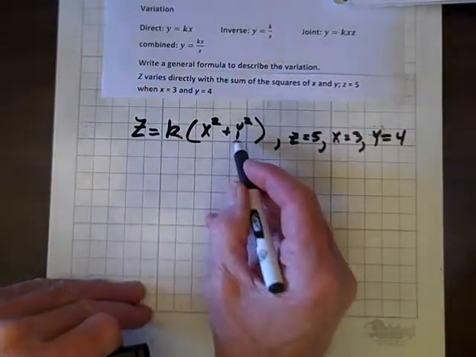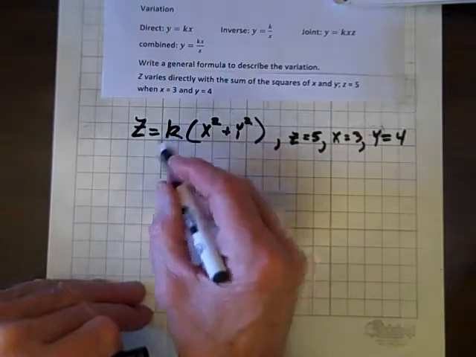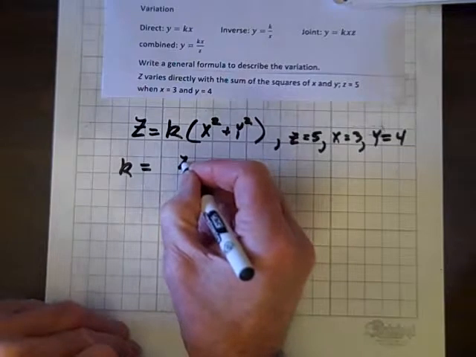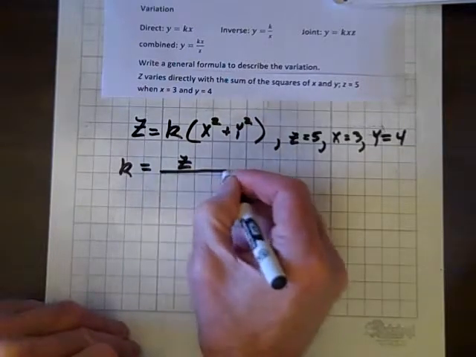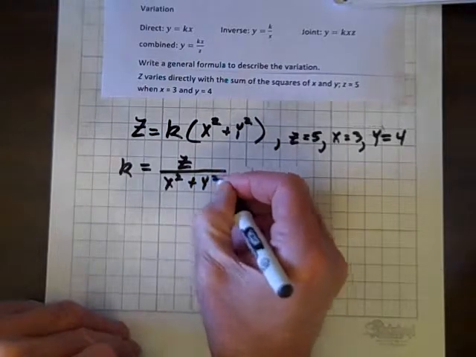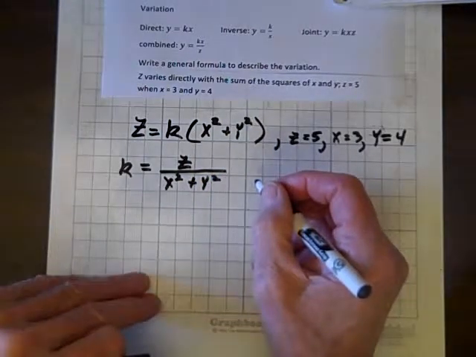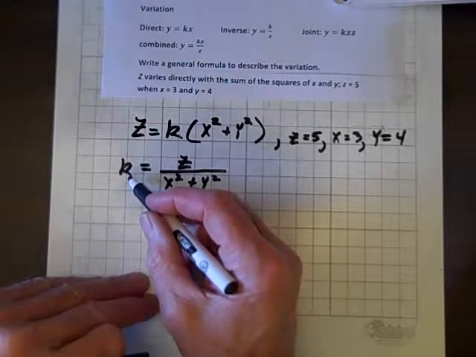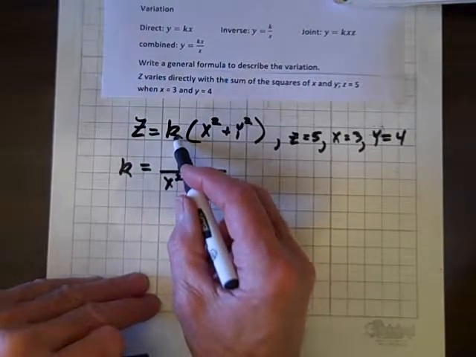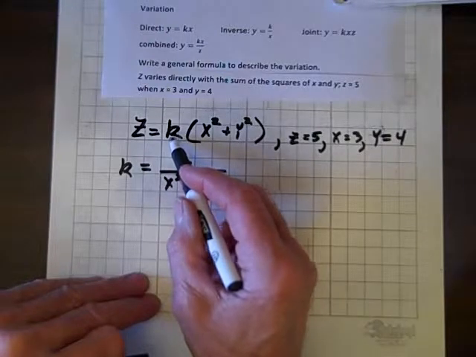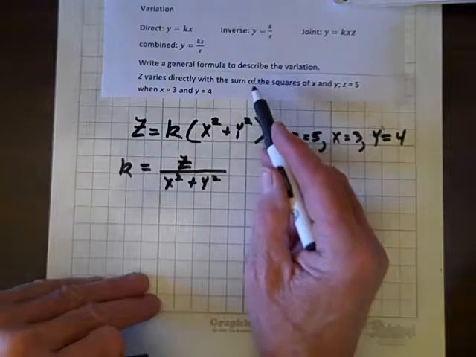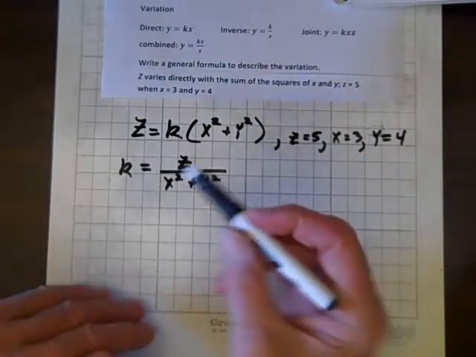Now, let's take this equation and solve for k. So k equals z over x squared plus y squared, because our task here is to find k. When we find the value of k, we'll install it for k in this position, and then we'll be done. We will have the general formula to describe this variation.